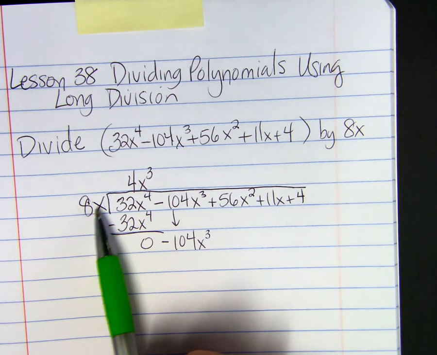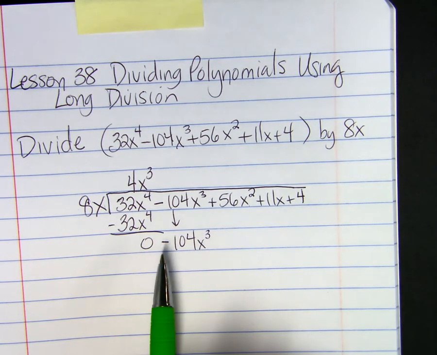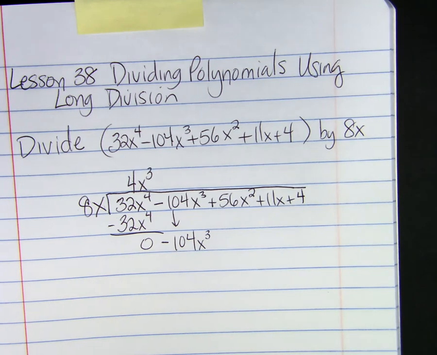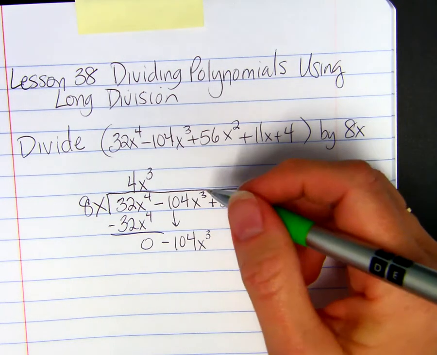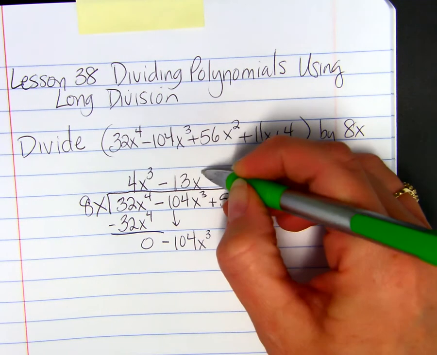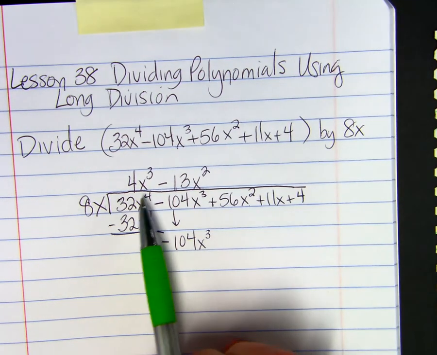And then we want to know what times 8x will give me, or how many times does it go into, negative 104x cubed. Exactly 13. So negative 13x squared. Oops, I wrote this in the wrong place.